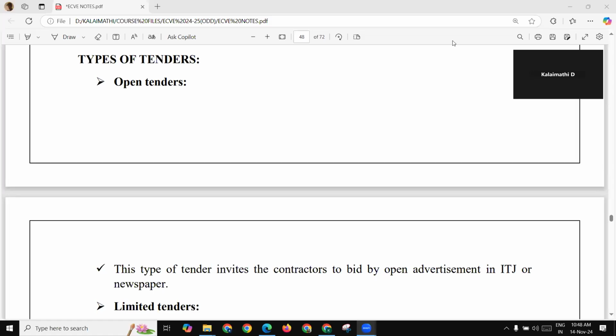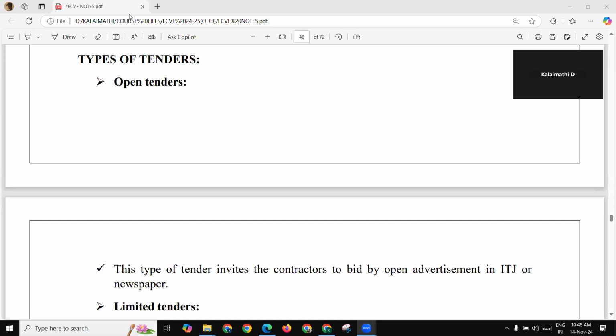So good morning. Today we are going to see about types of tender. There are different types of tender: open tenders, limited tenders, single tenders, and then rate contract. So first, it is open tender.